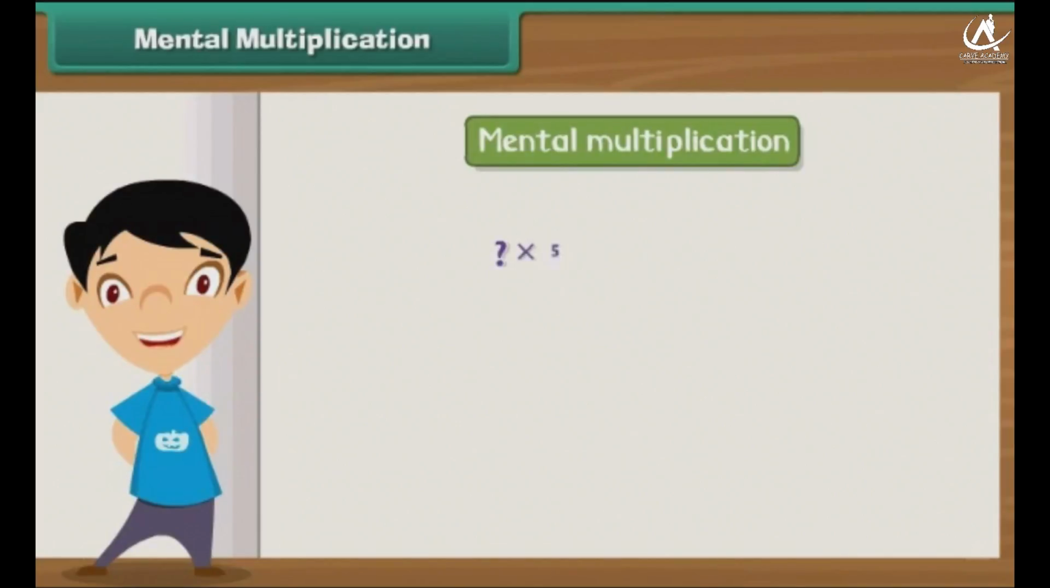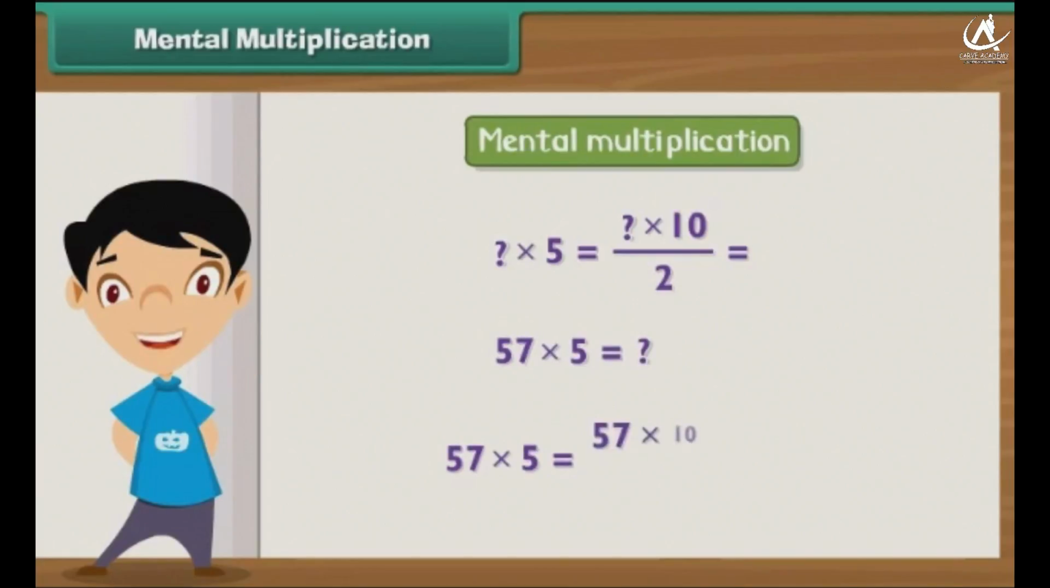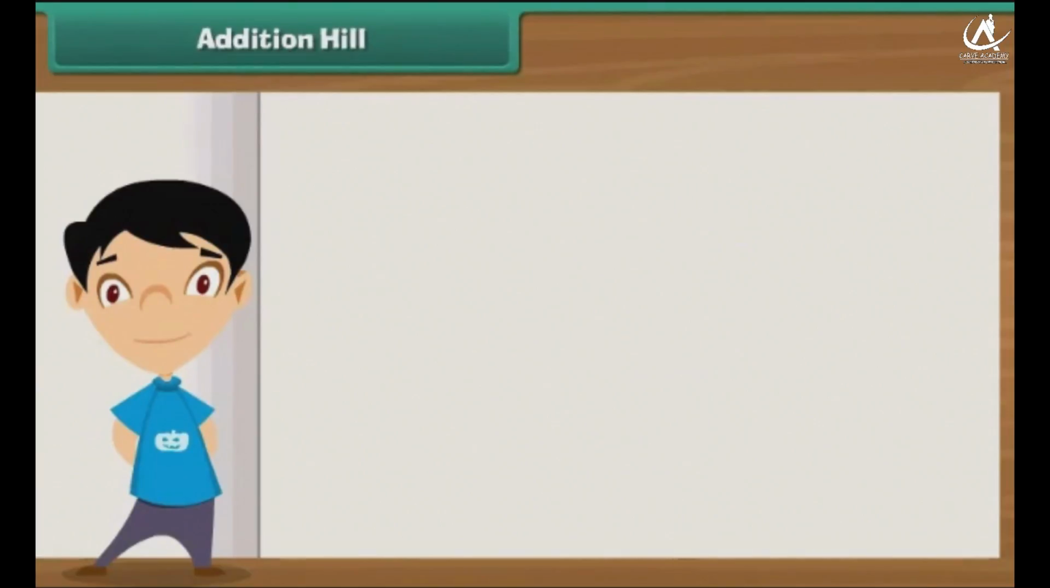To multiply a number by 5, multiply the number first by 10 and then divide the result by 2. For example, to multiply 57 by 5, first multiply 57 by 10 to get 570. Now divide 570 by 2 to get 285 as the result. Addition hill. There is a very interesting pattern in addition called addition hill.